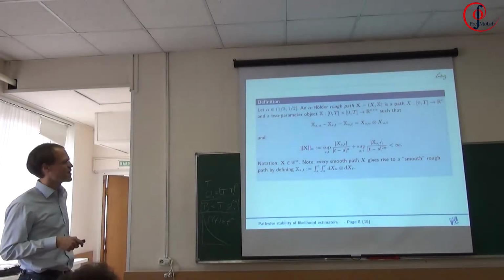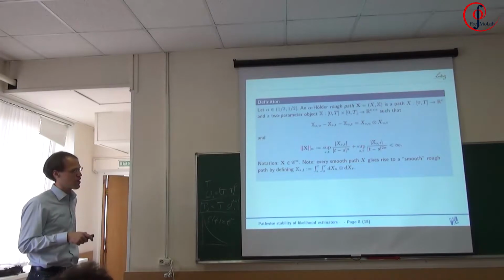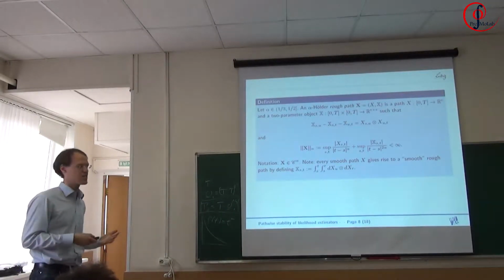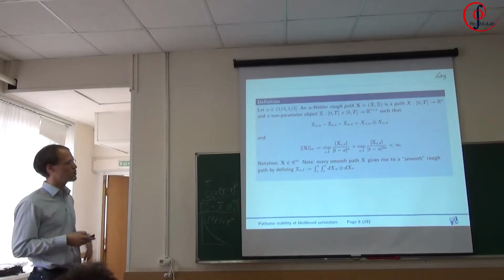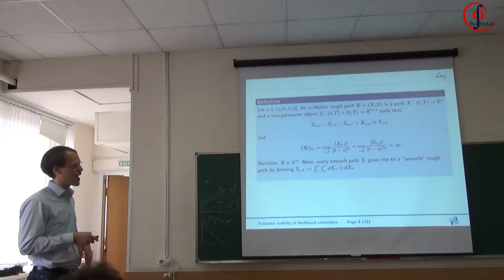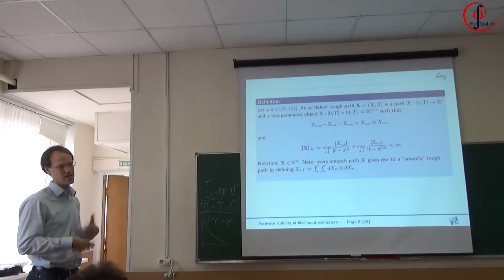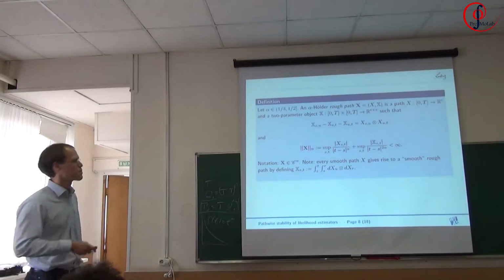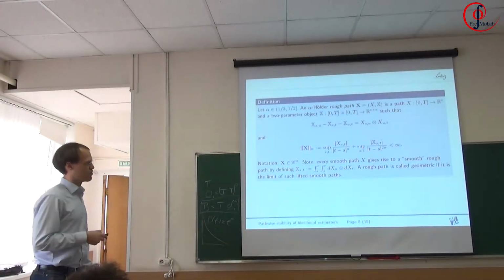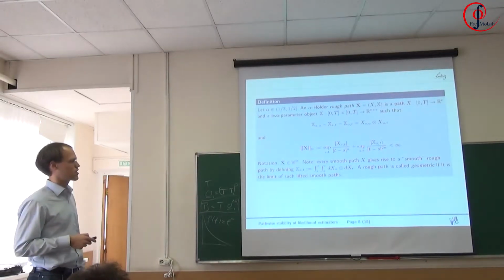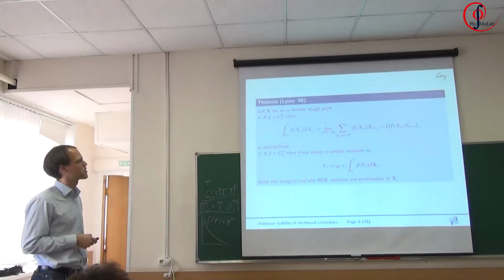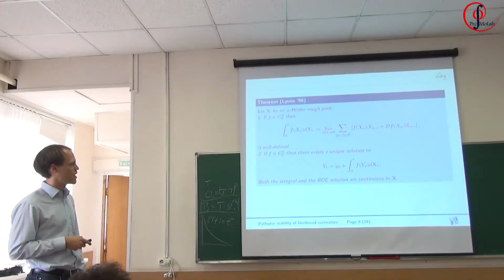Okay, and when we have a smooth path, so when these integrals here are well defined in a classical sense, then we can lift this smooth path to a rough path by just taking x and these integrals as second order objects. Yeah, and a rough path is called geometric if it is the limit of such smooth rough paths in this alpha Hölder rough path metric.